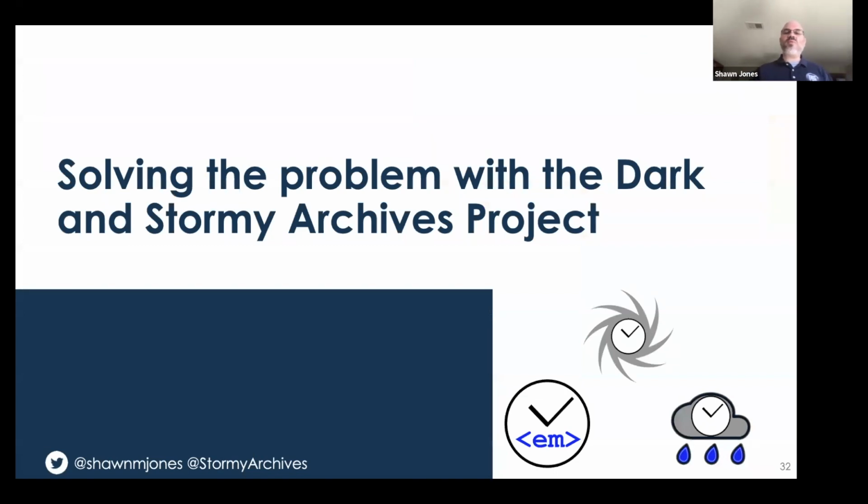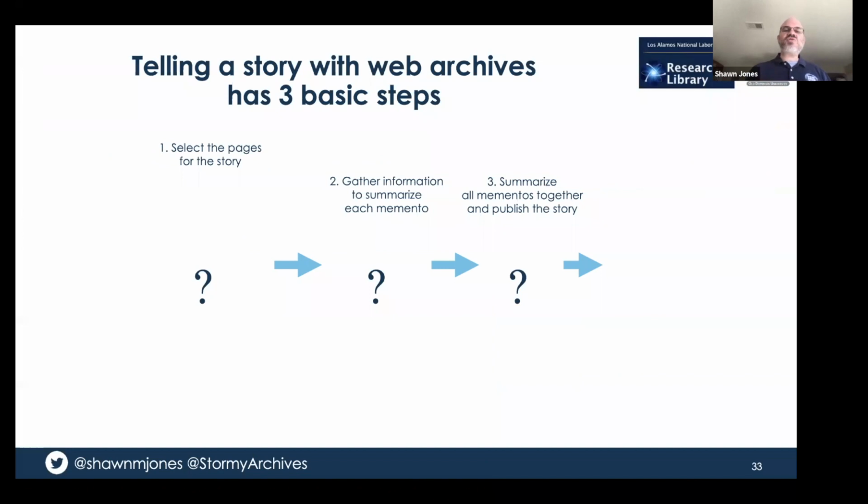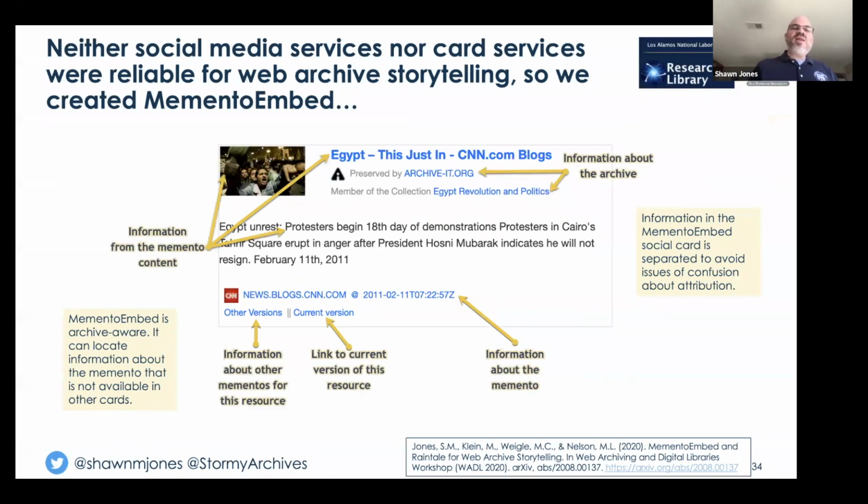So we can solve this problem with the Dark and Stormy Archives project. Now, telling a story with web archives has three basic steps. One, select the pages for your story. Two, gather information to summarize each memento. And three, summarize all mementos together and publish the story. Now, if you remember, neither social media services nor card services like Embedly were reliable for web archive storytelling.